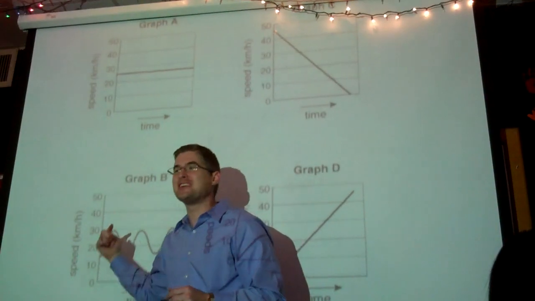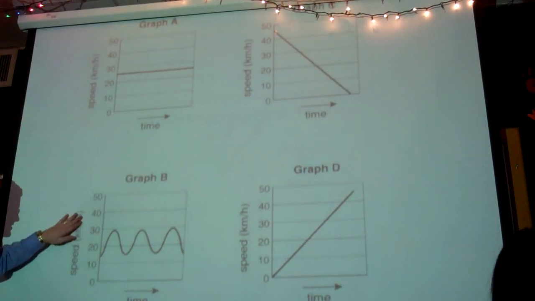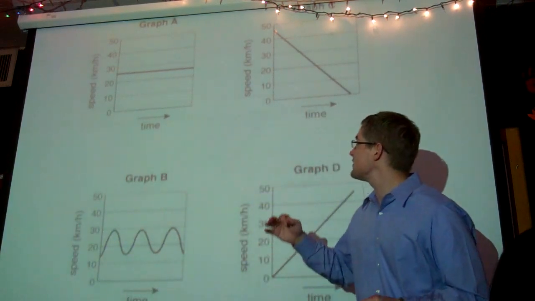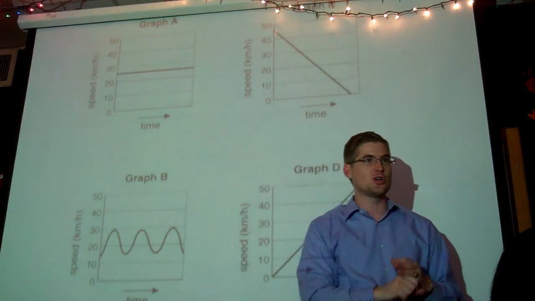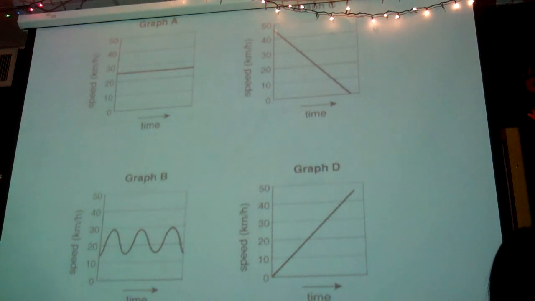Up here you have four different graphs, and they all show different things. The y-axis says speed, the x-axis says time. The question I want you to think of is, which one of these four graphs shows balanced forces? Don't say it out loud, think it in your head.